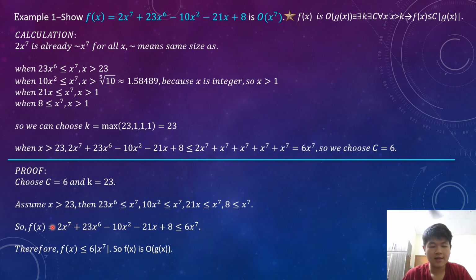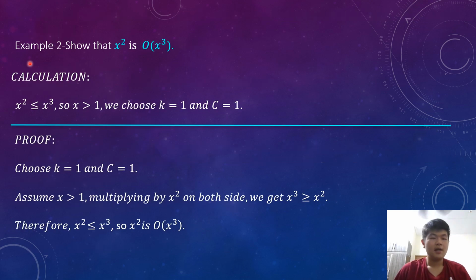We get x to the power of 7, and then the rest is x to the power of 7, 2, 3, 4, 5, 6. So therefore f(x) is smaller than or equal to 6x to the power of 7. So f(x) is Big O of g(x), where f(x) is this polynomial and g(x) is x to the power of 7.